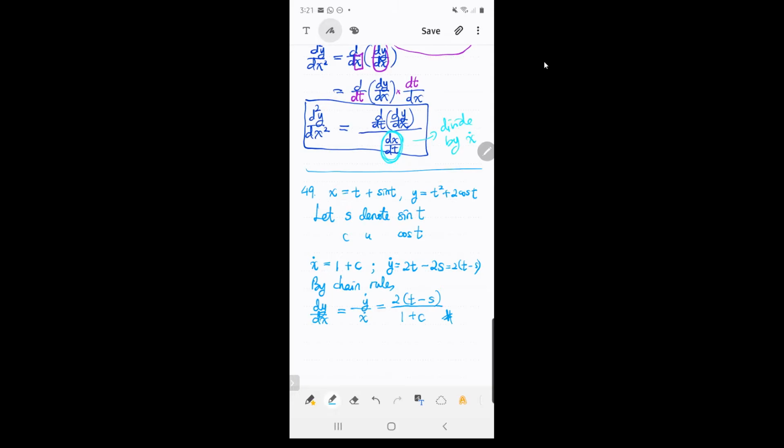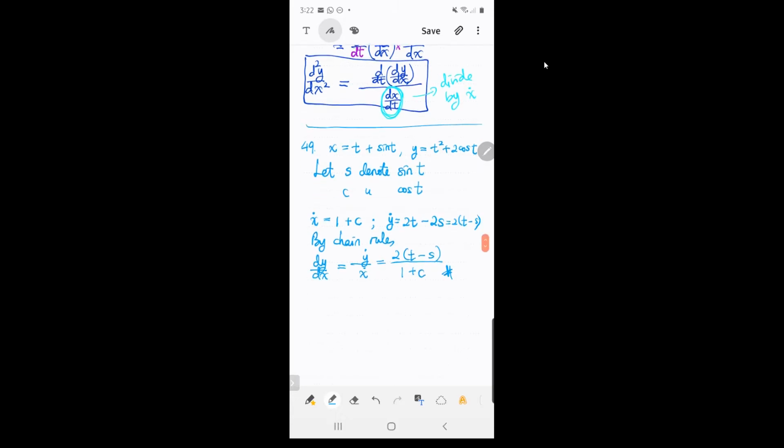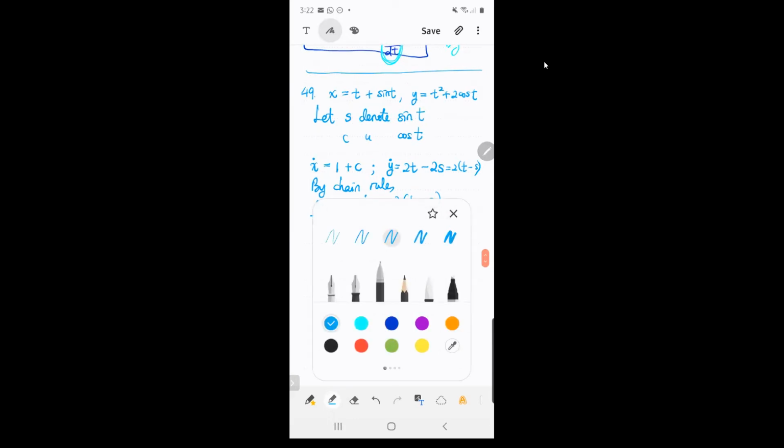Now the second part is d2y dx2, which is equal to 2t sine t over 1 plus cos t cubed. Now the expression is given, so they expect you to give all steps. They expect you to write down all the steps. All right. So try not to skip any step.